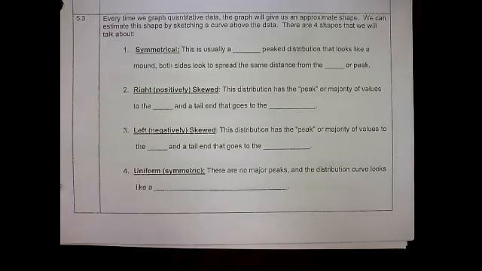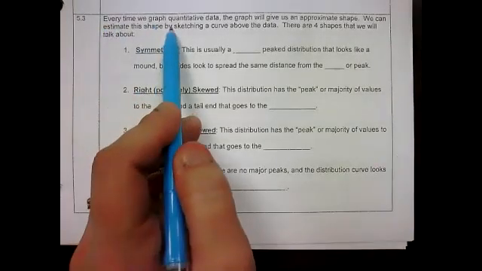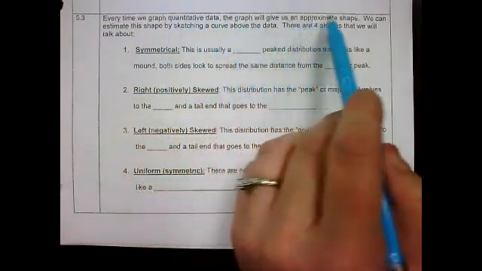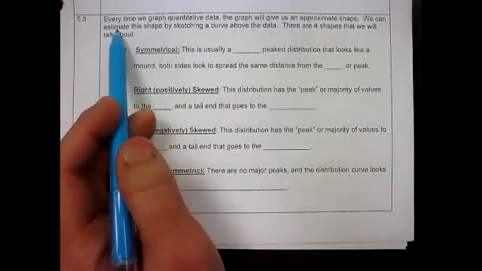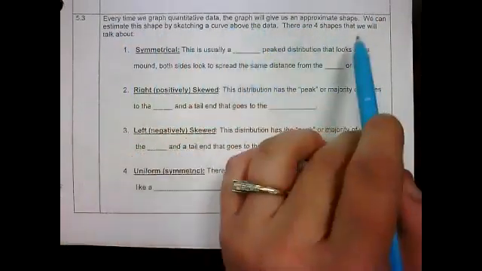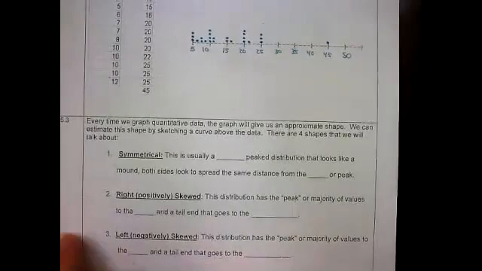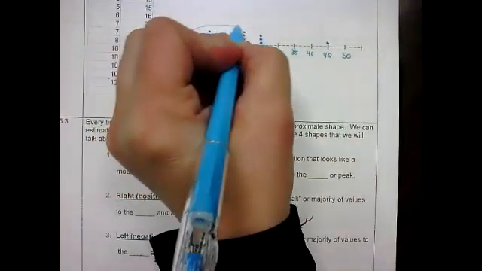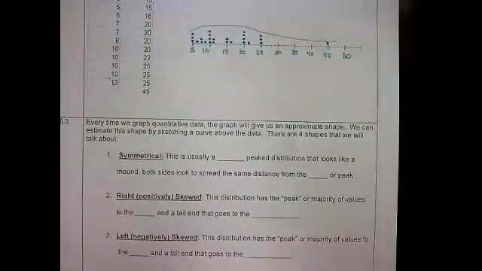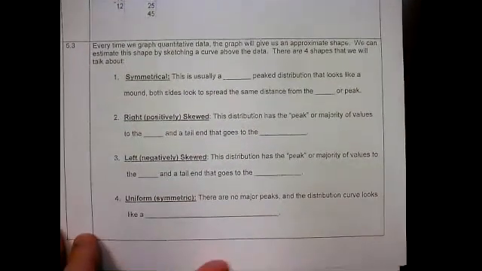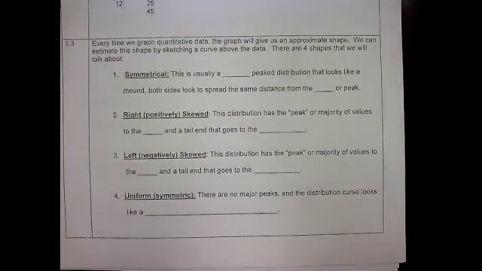In our last lesson, we talked about how to graph quantitative data. So now we're going to talk about what these graphs can tell us. Every time we graph quantitative data, the graph will give us an approximate shape. We can estimate this shape by sketching a curve above the data. So, our last problem from the last lesson looked like this, okay? When we sketch that curve, it tells us four shapes that we're going to talk about.